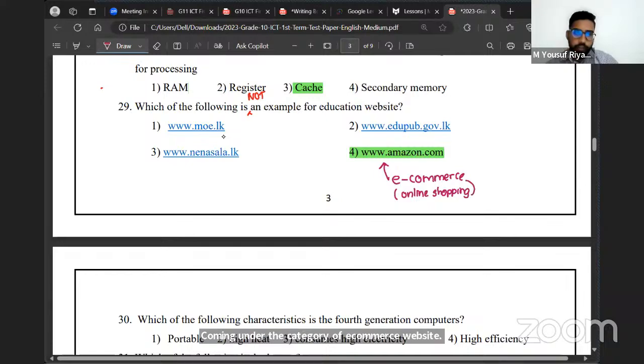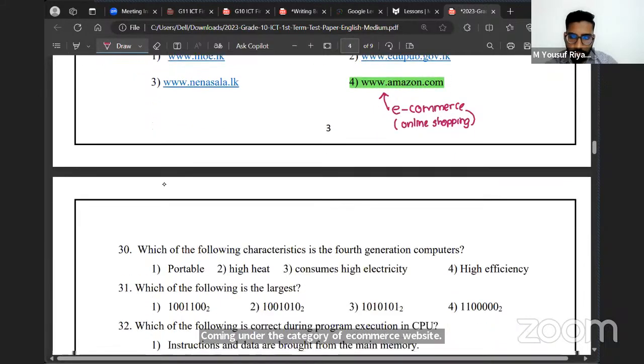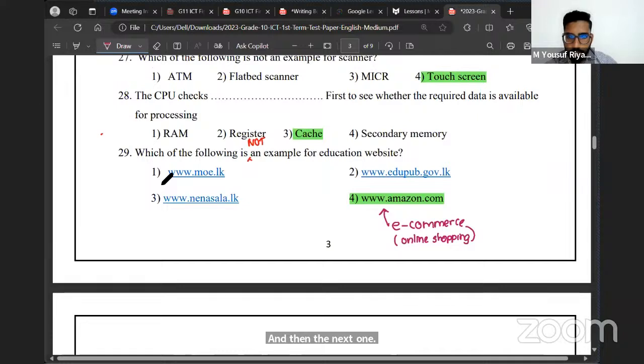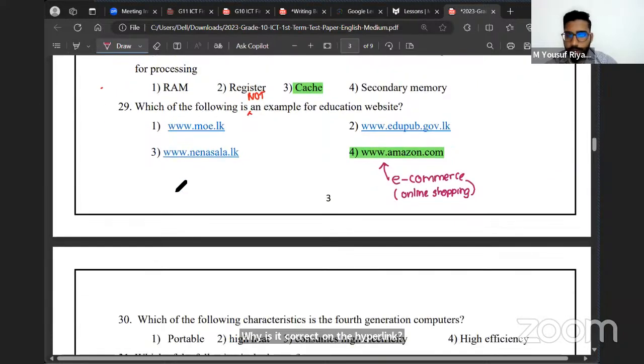And then the next one. Why isn't the correct one a hyperlink? When typing, the bug would not have typed it properly. Simple.